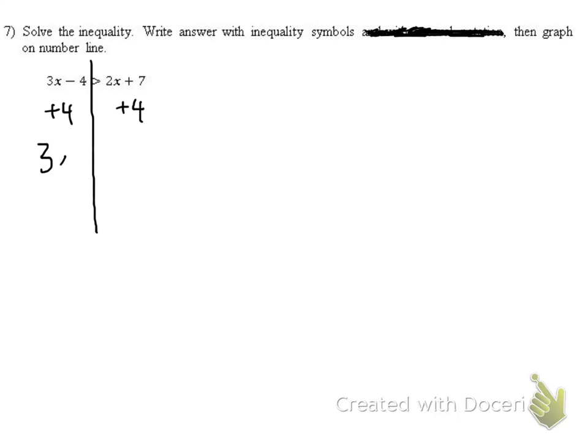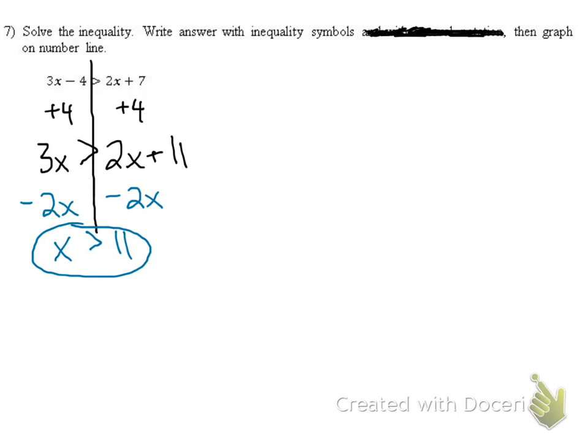So I'm going to start this problem by adding 4 to both sides. That gives me 3x on the left side, and then 2x plus 11 on the right hand side. Then I'm going to subtract 2x from both sides, giving me x is greater than 11.